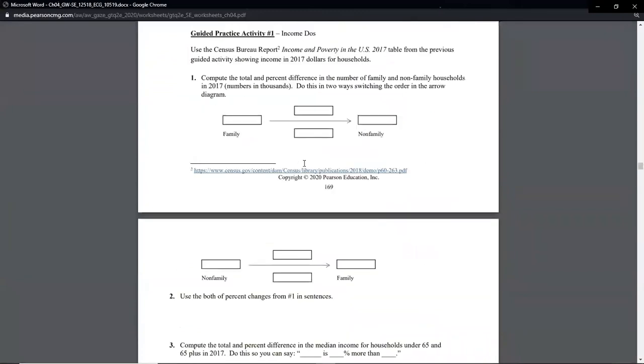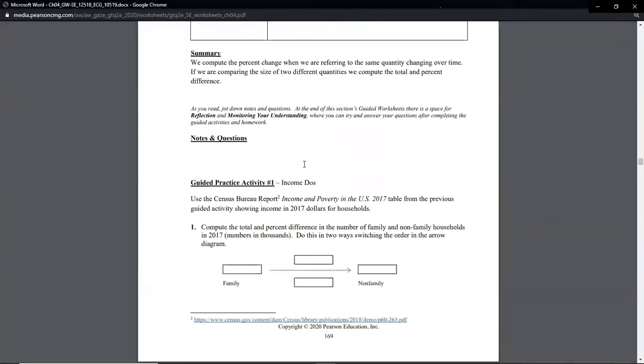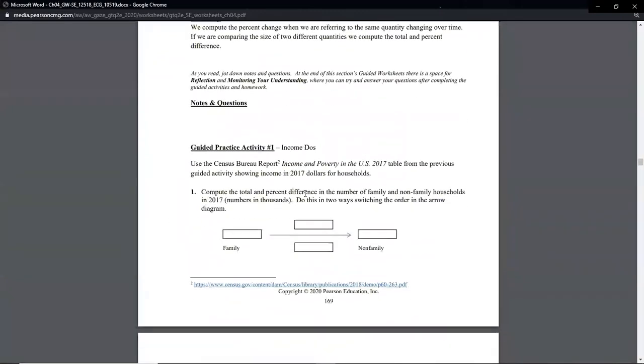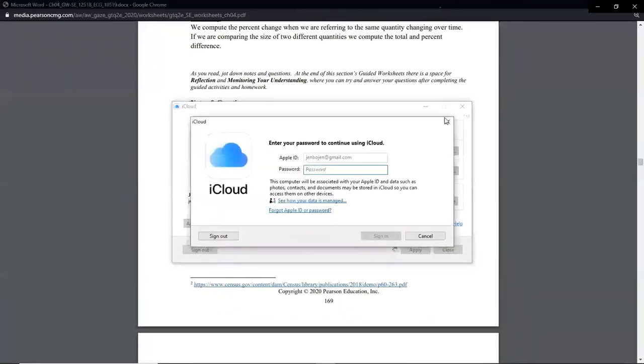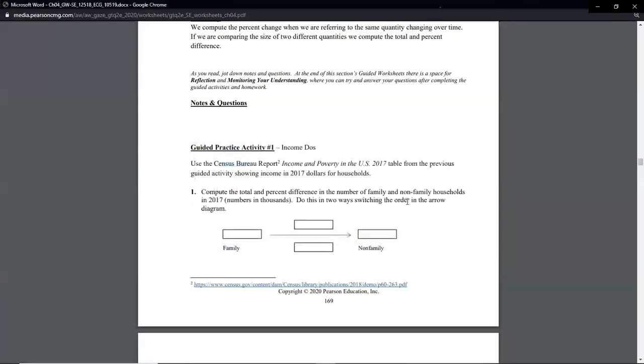And this one's going to be a little different. They say, compute the total and percent difference in the number of family and non-family households in 2017. Do this in 2 ways, switching the order in the arrow diagram. So this is something I alluded to last class, 5 days ago.